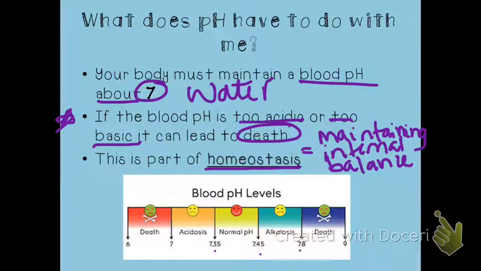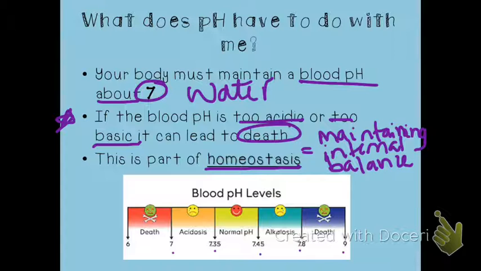So if you get just a little bit too far over that, 7.8, your organs are starting to shut down. If you get too far below 7, we're getting in the 6s over here, your organs are starting to shut down. You're going to start having difficulty to live, and it could eventually lead to death. So maintaining pH is super important for us as living creatures as well as other living animals.